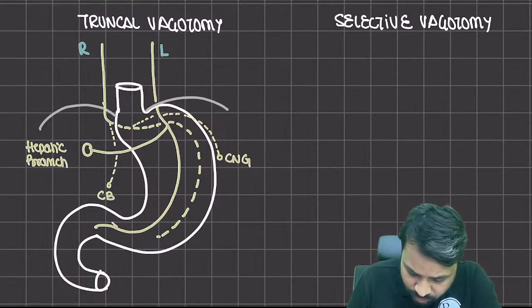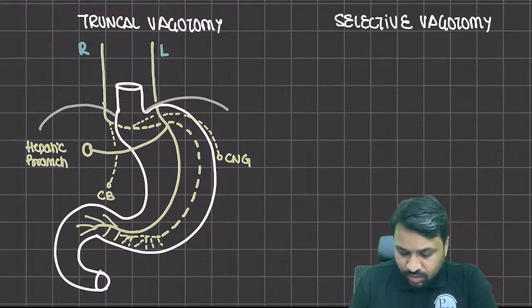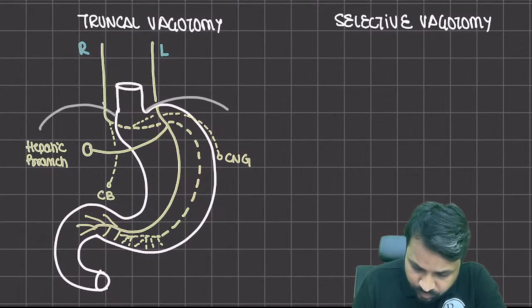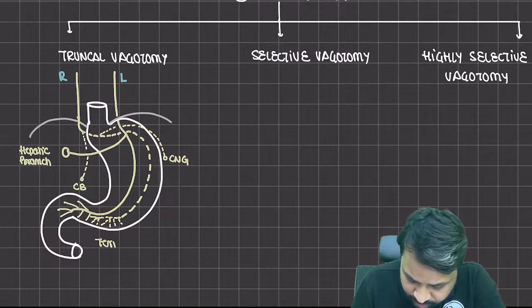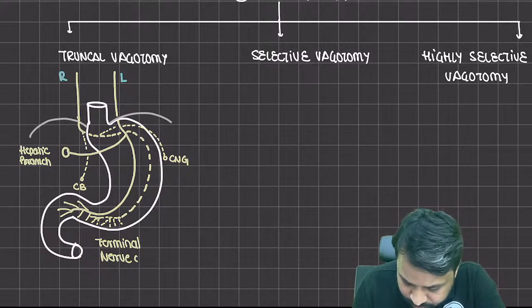Now at the end you have these crow's foot nerves which are present on both the anterior and the posterior surface. This is what we call the terminal nerve of Latarjet, right? So these are your crow's foot which is present. This is what we call the terminal nerve of Latarjet.